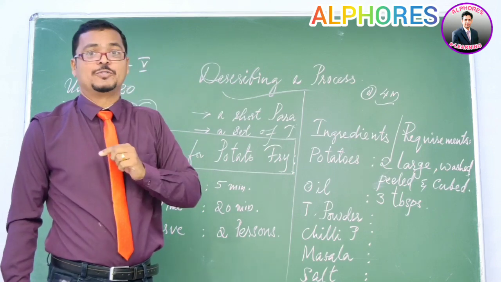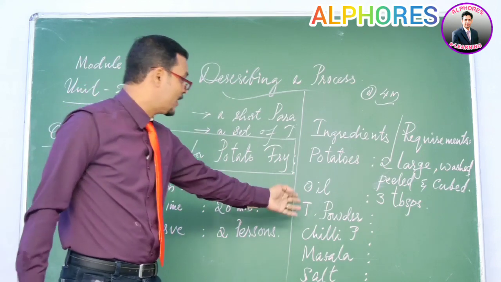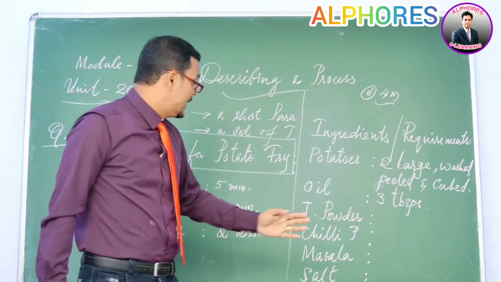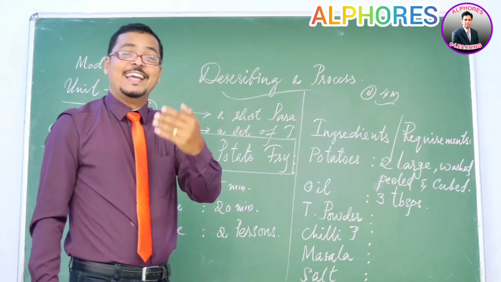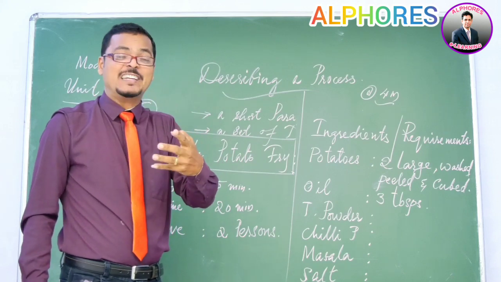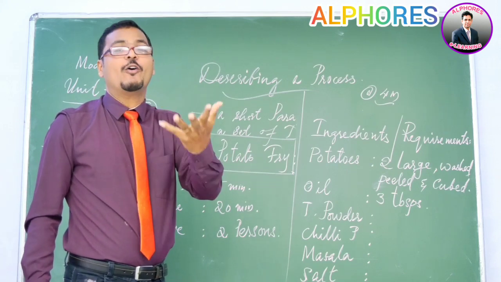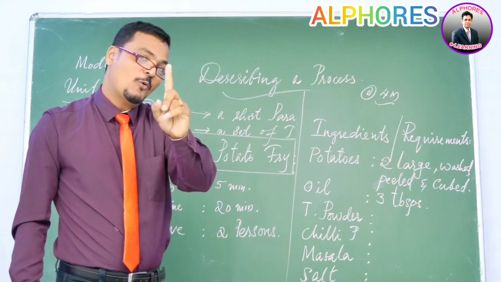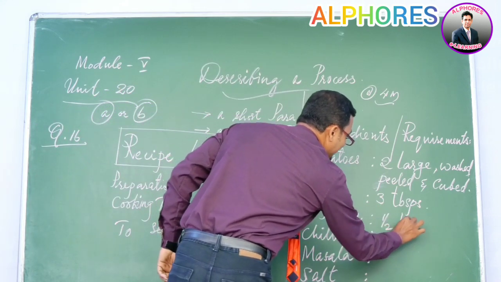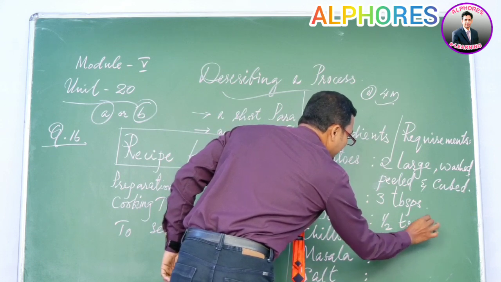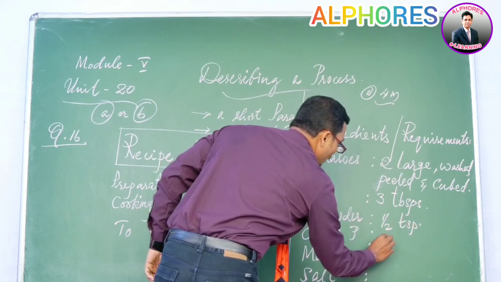teaspoon, small ones we use there. Half teaspoon of turmeric powder may be sufficient. Chili powder, I don't give the quantity. You can add it as per your taste. If you like to have it very pungent, very hot, add more. If not, just add 1 teaspoon. Here I say half teaspoon. Here I say 1 teaspoon.